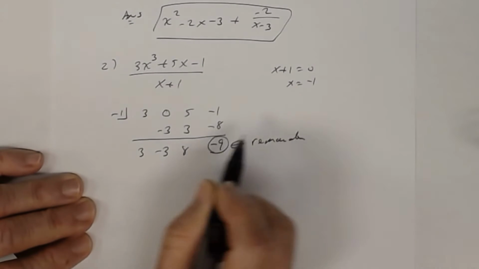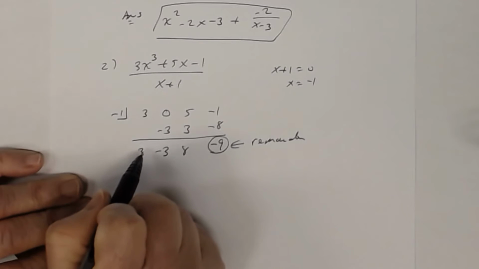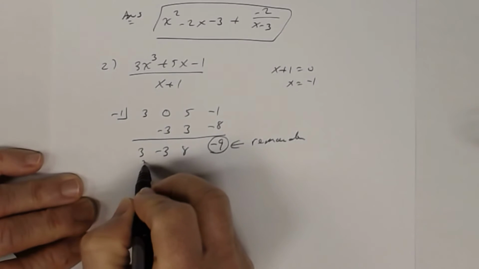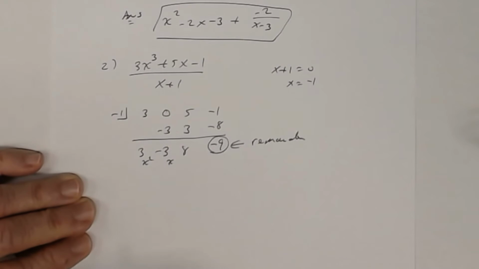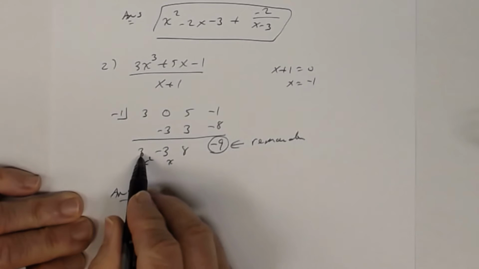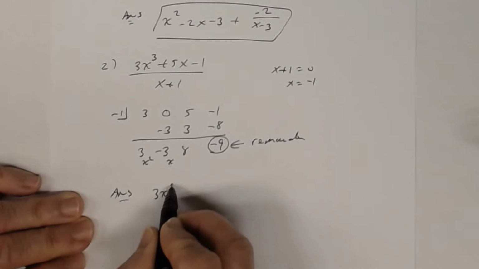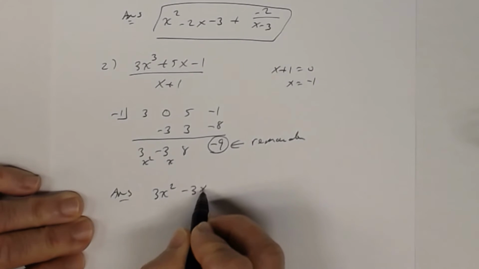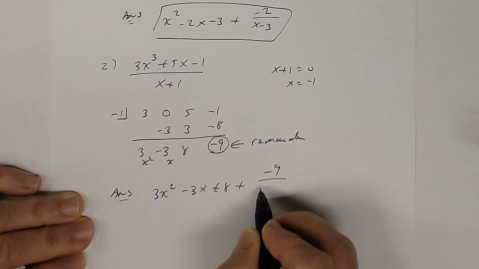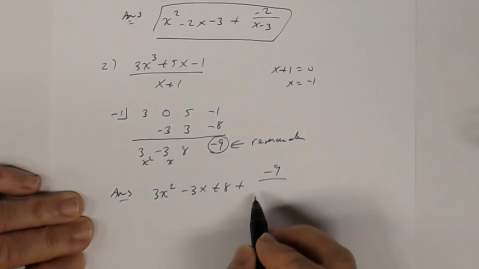So that is your remainder. All right, now remember what we said: x cubed divided by x is x squared. So this has to be x squared, then x, and your constant. So therefore the answer will be the quotient, which is 3x squared minus 3x plus 8, plus the remainder, -9, divided by the divisor, which is x plus 1.